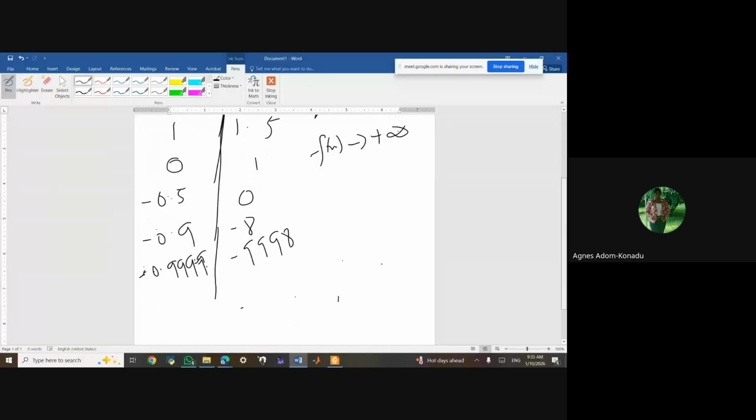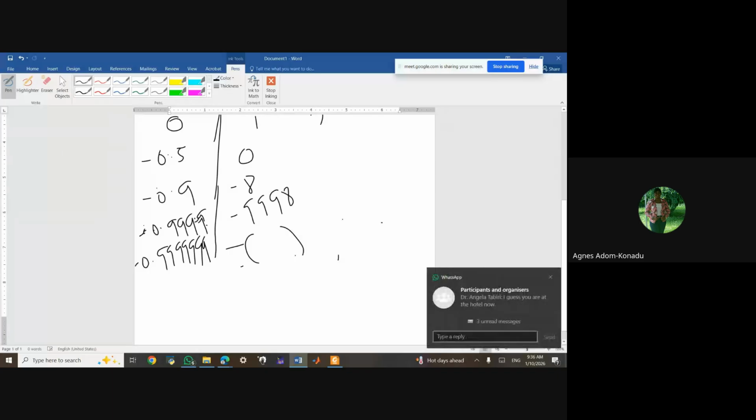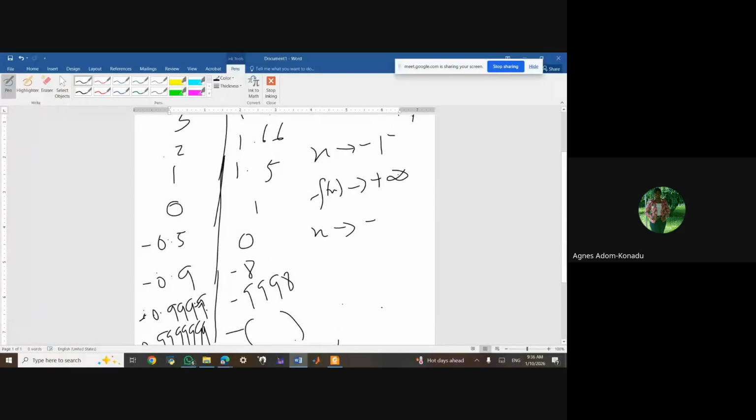Okay, let's choose negative 0.9999999. So what will I get? You see that I will get a negative big number, right? So this means that as I approach negative 1 from the right, my f of x is approaching negative infinity.